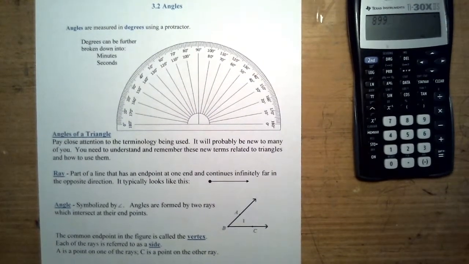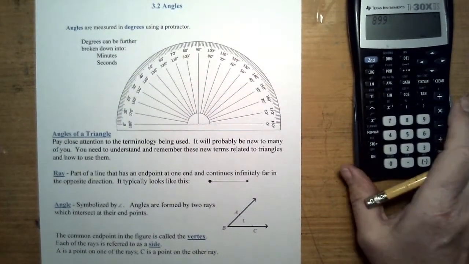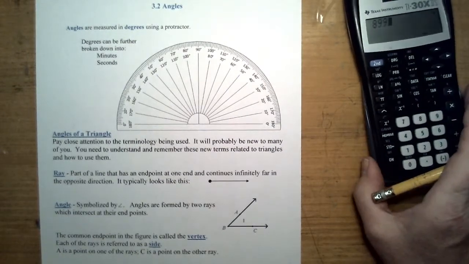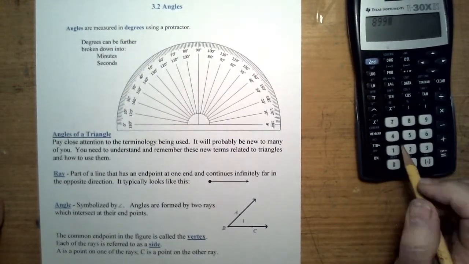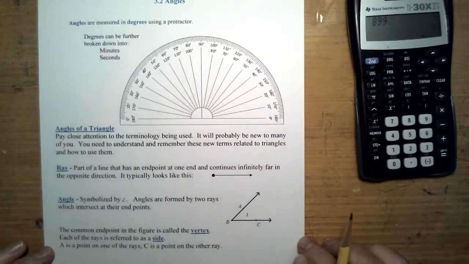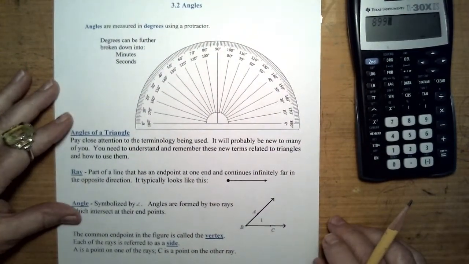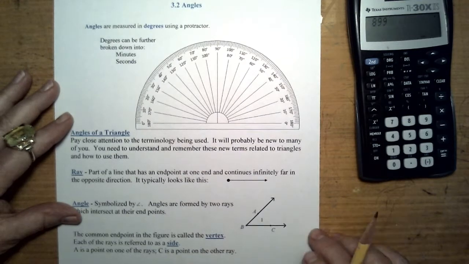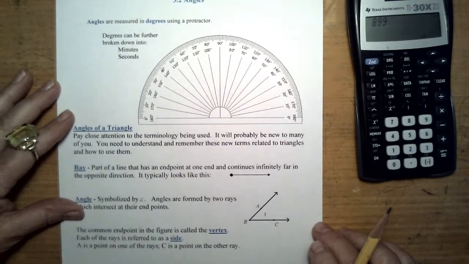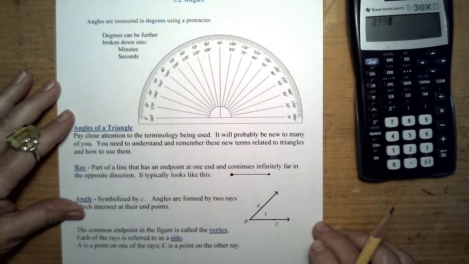This is section 3.2 from chapter 3 for Math 63. We didn't do a lecture on section 3.1 because that was actually an activity that we did in the construction lab regarding the Pythagorean theorem. So we're starting with 3.2. This is pertaining to angles.